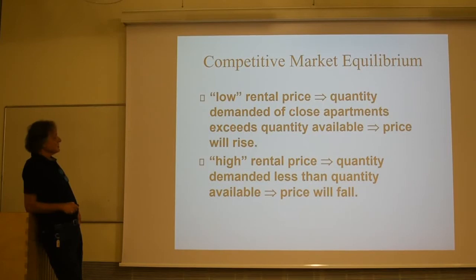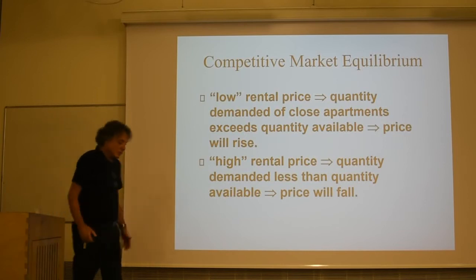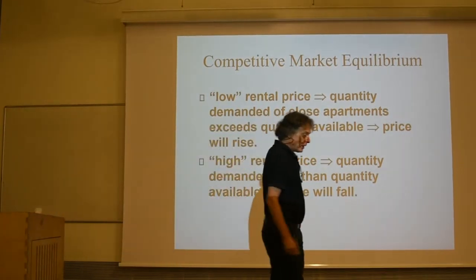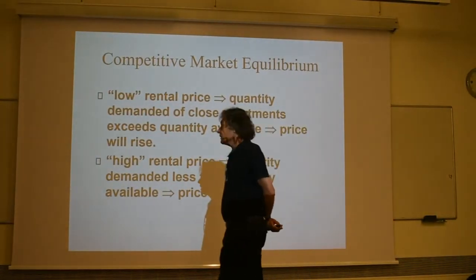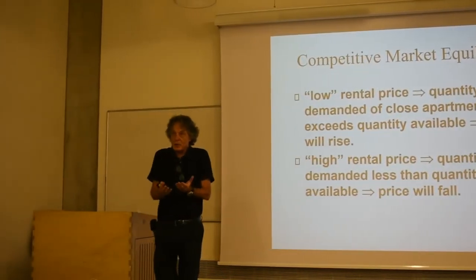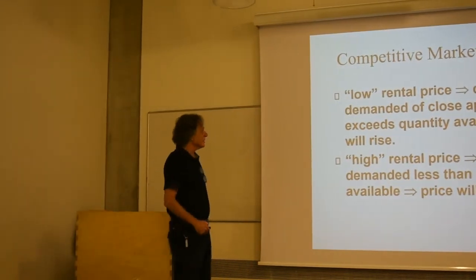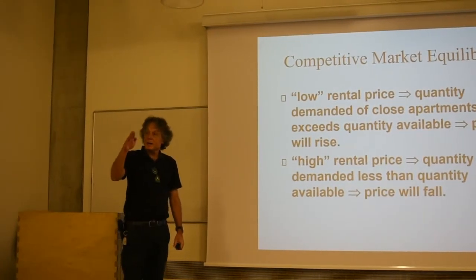If the rental price is low, then, as the arrow says, the quantity demanded of closed apartments exceeds the quantity available, and the price should rise. What does it mean? Suppose that the rental price is so low that the demand is more than 100. The demand is 120, let's say. So what will happen? There are only 100. Because of competition, the price will start rising, and therefore once the price starts rising, the demand starts going down.